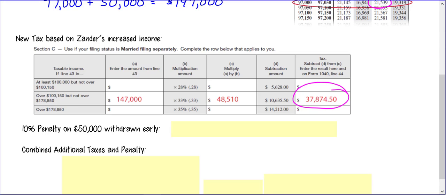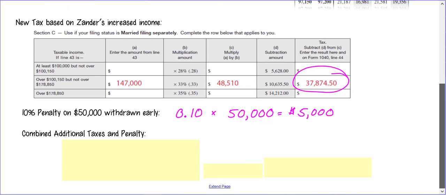$37,874.50. Now, when you withdraw early, there is a 10% penalty on any retirement account withdrawals. So the penalty for Xander withdrawing early would be 10% of the amount he withdrew, which was $50,000. So he's going to have to pay a $5,000 penalty.